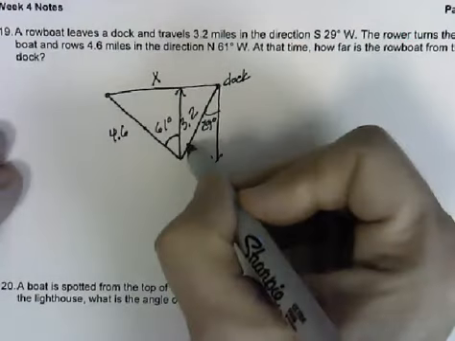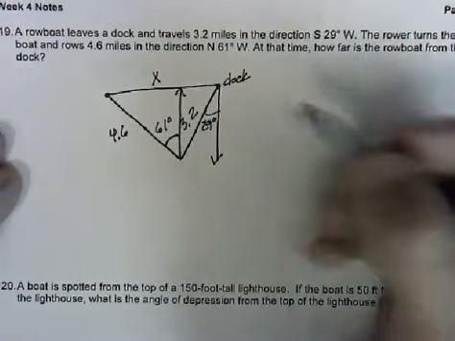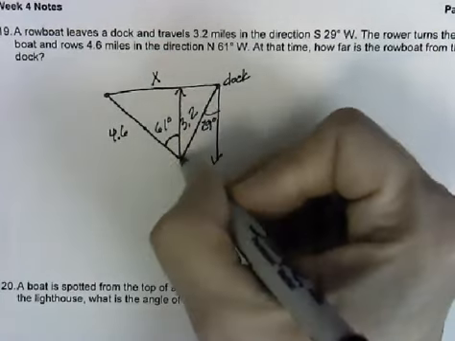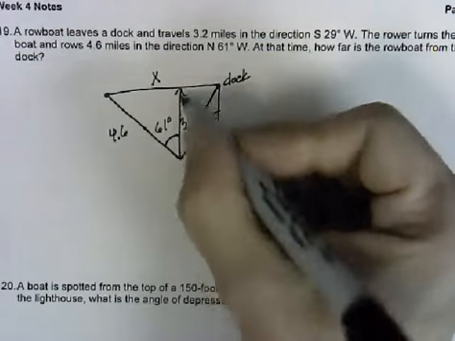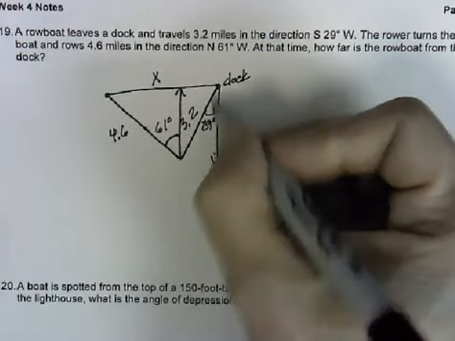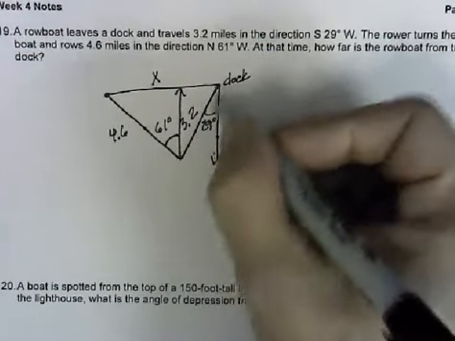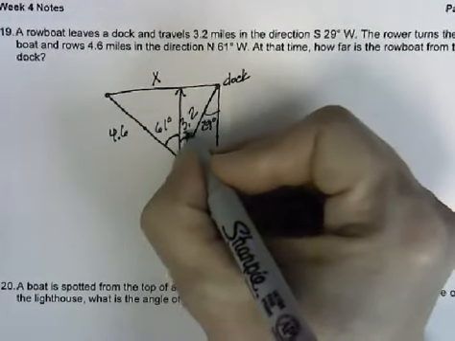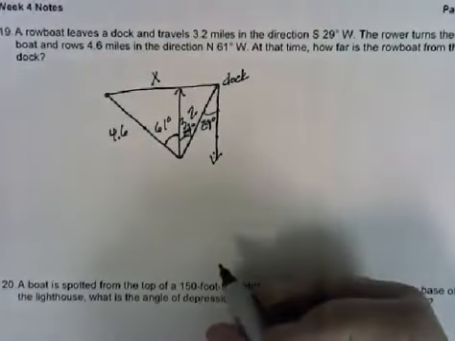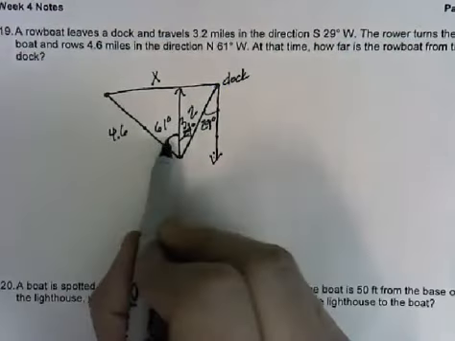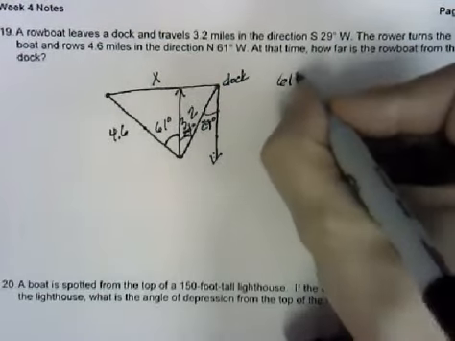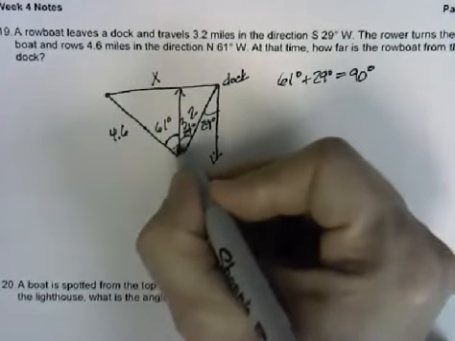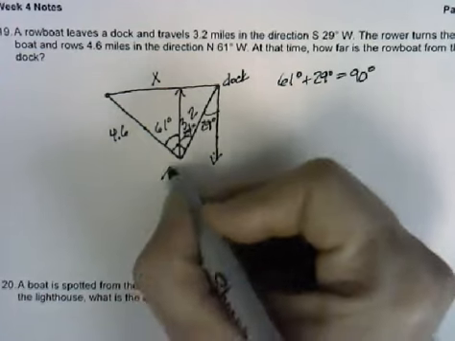All right, so I do have a triangle. I can use some of my geometry facts. Since this is due north and this is due south, and these two are parallel lines, I've got a transversal here, so that means if this angle is 29 degrees, then this one also has to be 29 degrees. And 61 and 29 add up to 90 degrees. That means that this angle right here is actually a right angle.